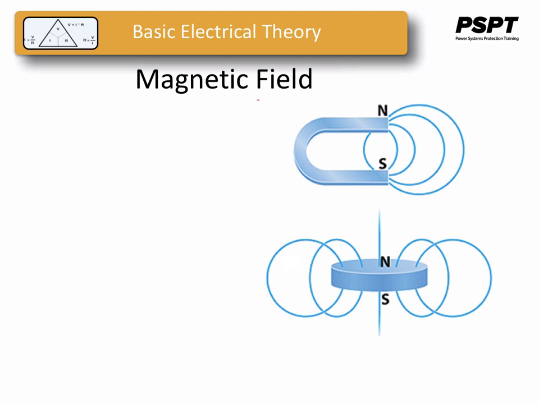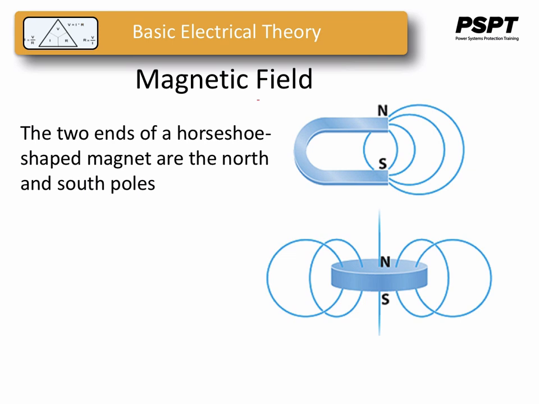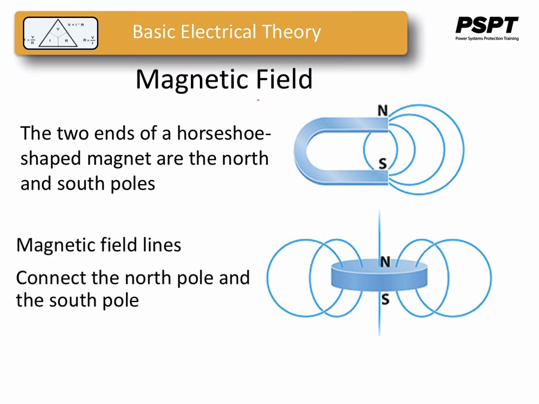Now, what you see here is a couple of magnets. The top one is referred to as a horseshoe magnet for obvious reasons. The two ends of a horseshoe magnet are designated north and south poles that are connected by magnetic lines of flux. The magnetic field lines always connect the north pole and the south pole of a magnet.